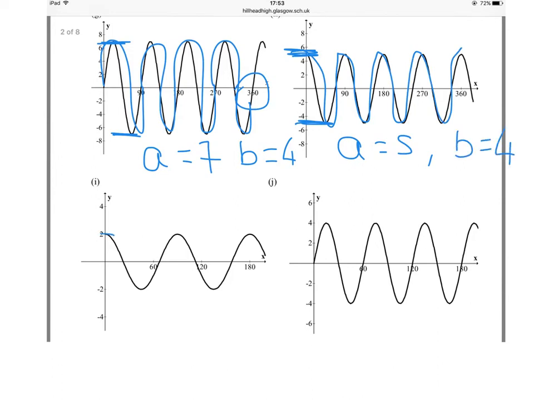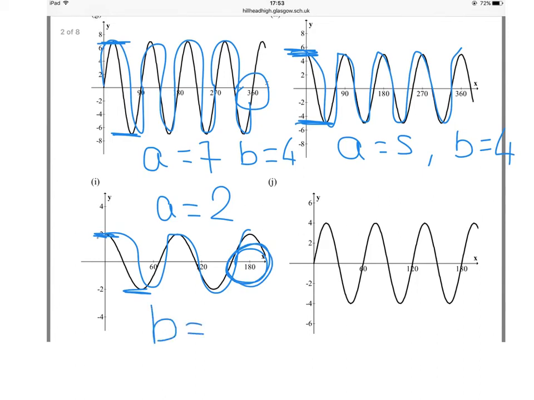Next one goes up to 2 down to -2. That's a total height of 4. Half that and I get 2, so the amplitude is 2. There's 1, 2 complete curves crucially in 180. So it's how many curves are in 360. So again there's 1, 2 curves in 180. That's 4 curves in 360. B is equal to 4.